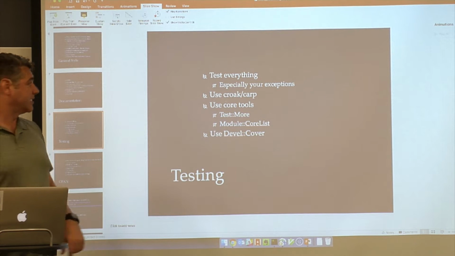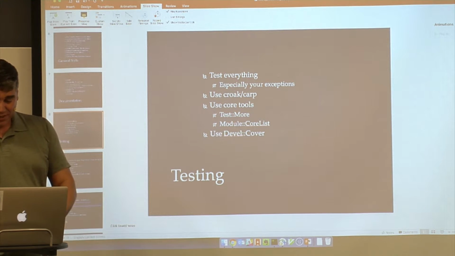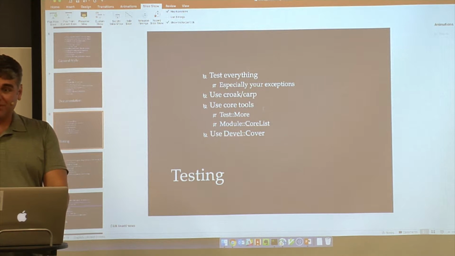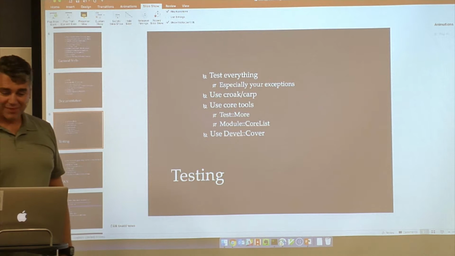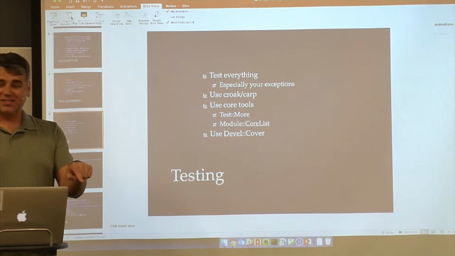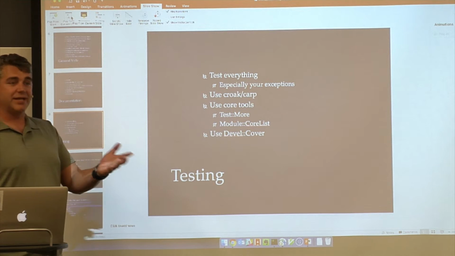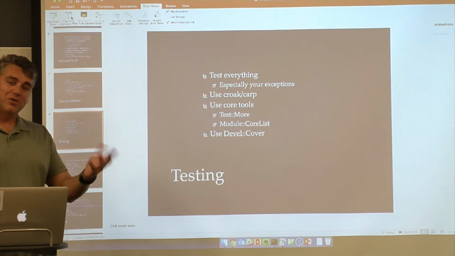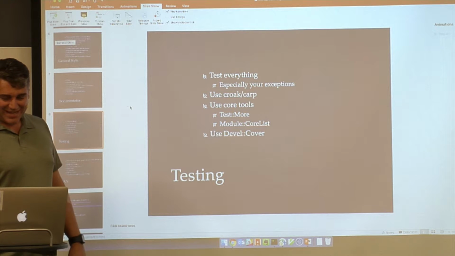In fact, that was my next point. Use croak and carp in your modules so that when you do die, you get a better error message instead of one that says you died inside Test Mock Simple on line 58. And it'd be like, no kidding, I called that in 30 different places. Which one of the 30 did I screw up on?